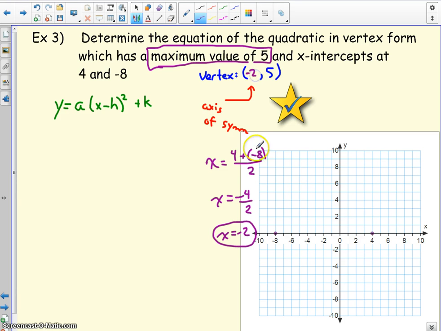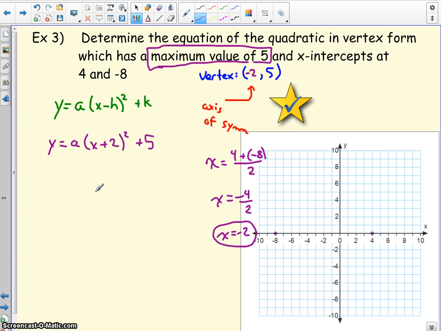Now I have something I can actually sub into the equation for h and k. It doesn't help me find my a value, but at least gives me a start. So I'm going to wind up with x minus negative 2, which is x plus 2, all squared plus 5. Okay, and I want to find my a value.